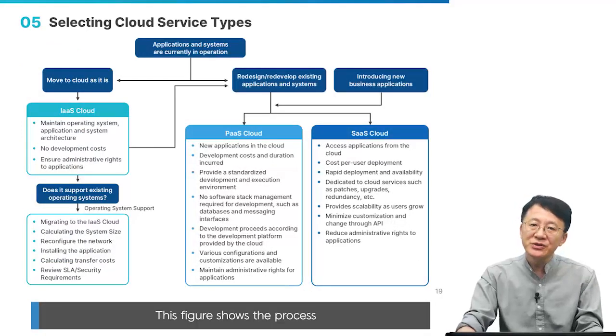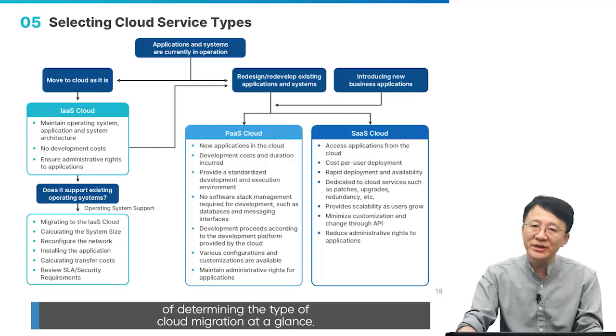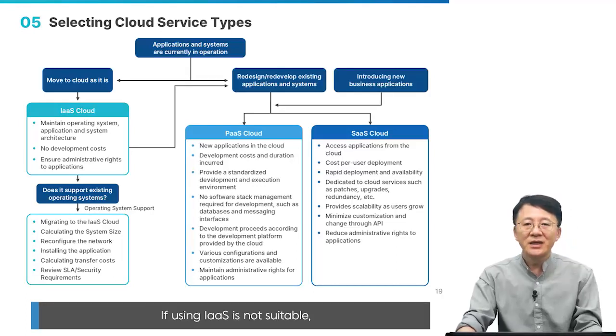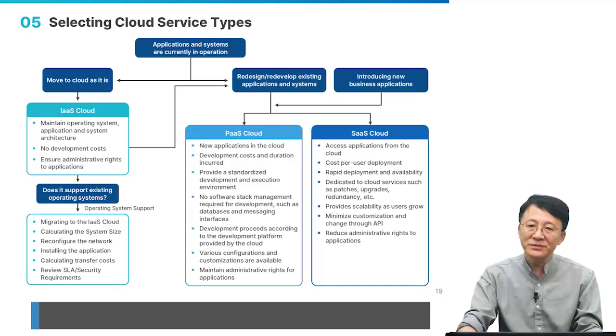This figure shows the process of determining the cloud type for cloud migration at a glance. First, when moving an enterprise system to IaaS, it is necessary to review whether the cloud supports the operating system required to operate the enterprise system. If using IaaS is not suitable, PaaS can be used to develop new enterprise systems, or you can use SaaS.